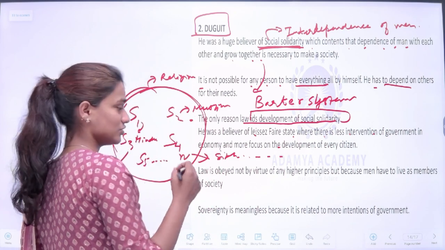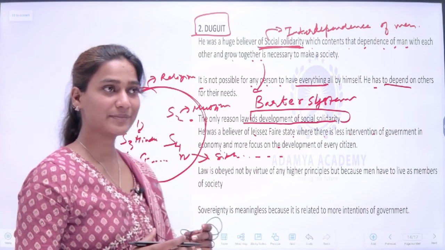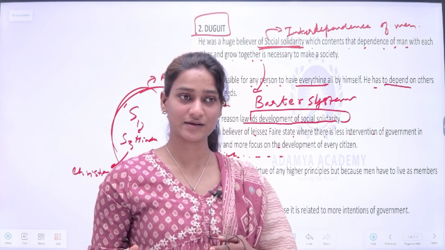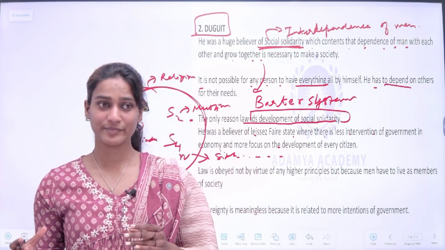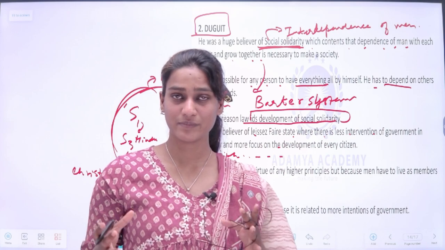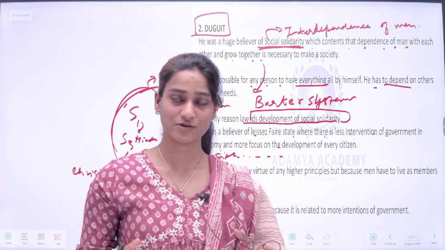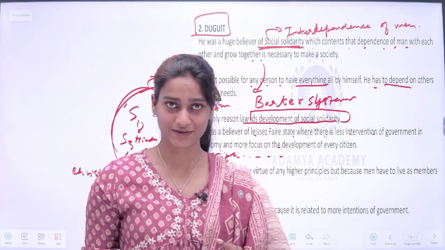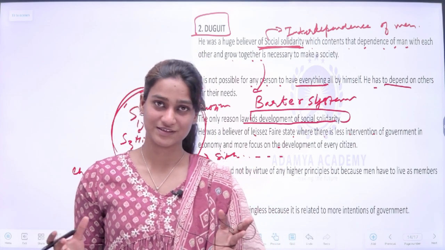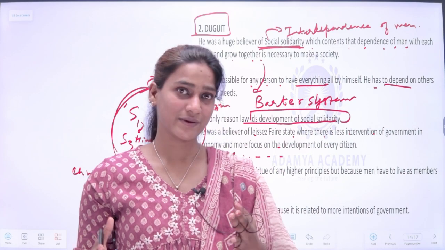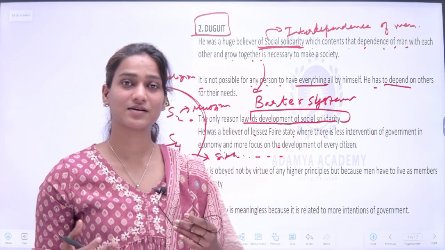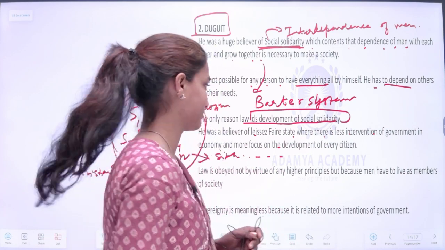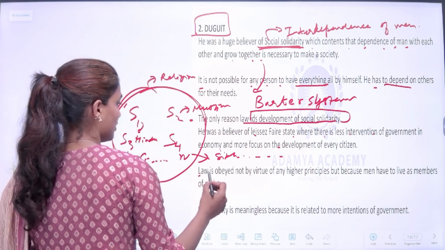So according to Duguit, because of the interdependence of men, law should not be needed. It means that all people should harmonize and live together in a very sophisticated way, so that law is not needed. They should all be governed by themselves, which is a utopian idea. Law is obeyed.